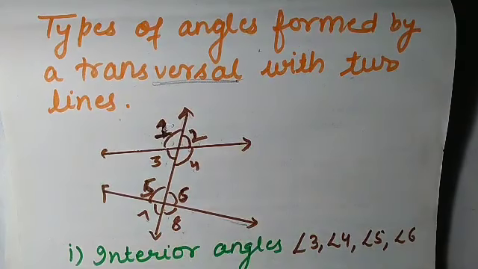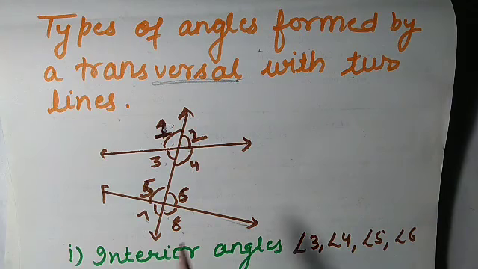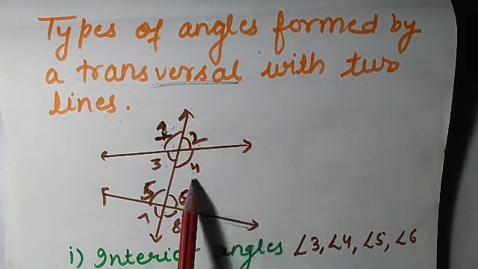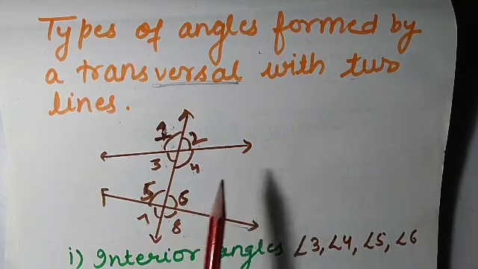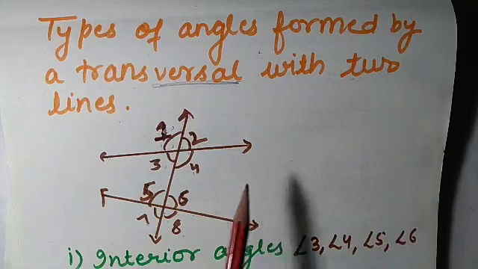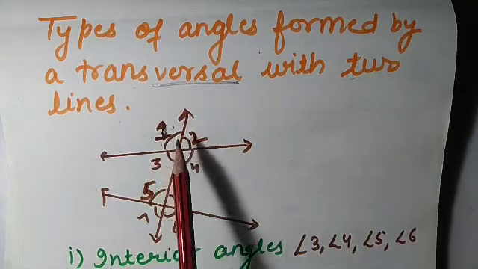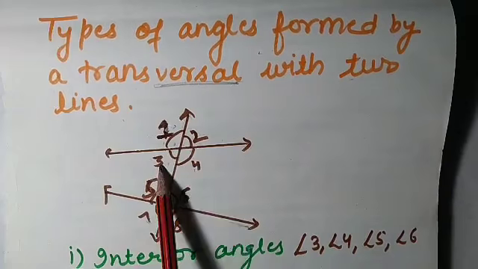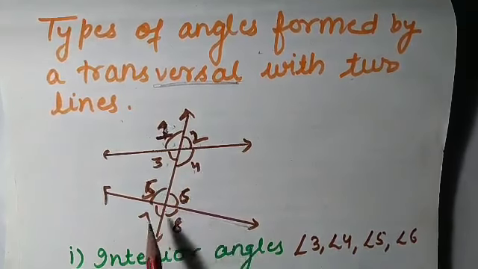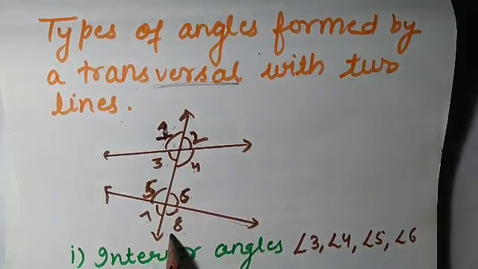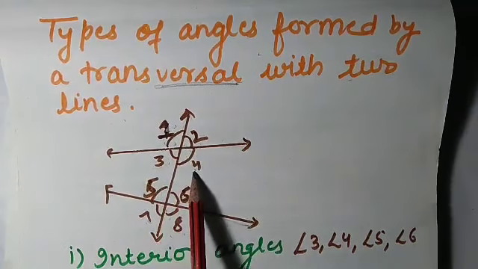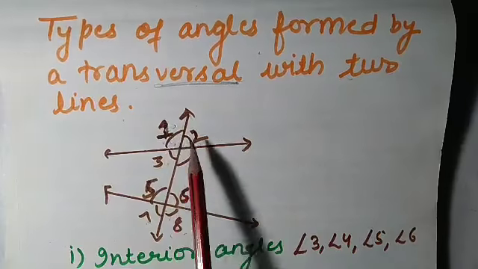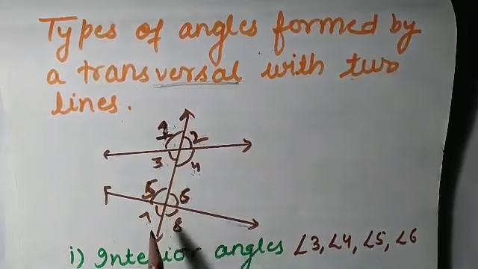This is given in your NCERT book, page number 105. Okay, while watching the video, just open your book and come to page number 105. This is given as angles made by the transversal. Here I have given the names 1, 2, 3, 4, 5, 6, 7, 8. You can give any name, but I have given these names according to your book.